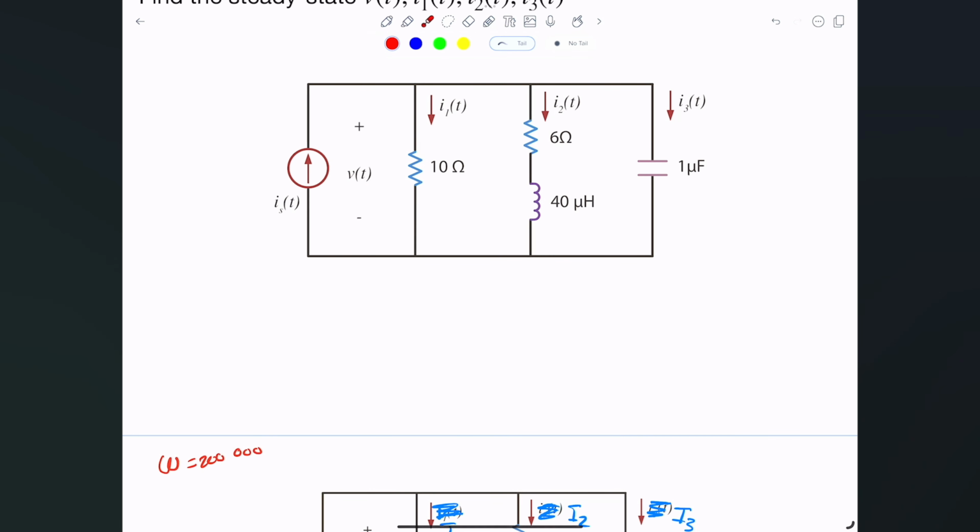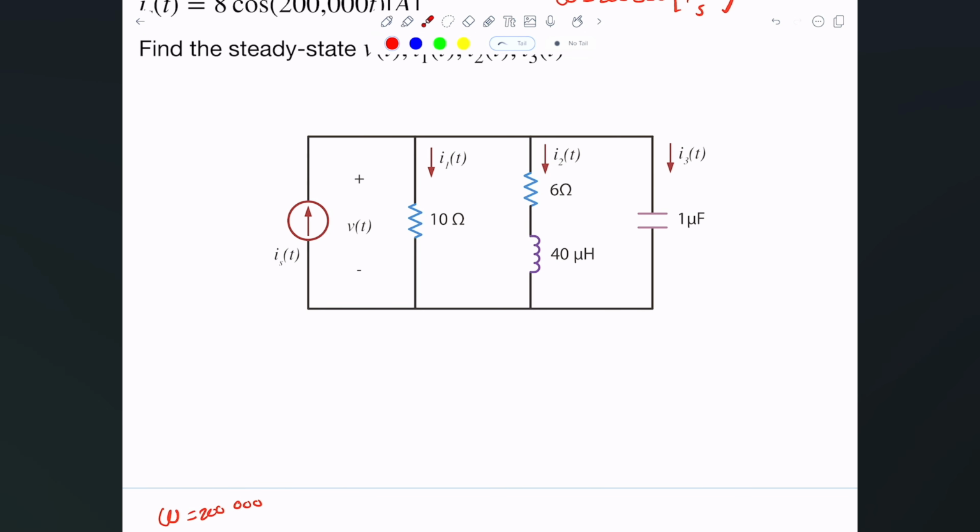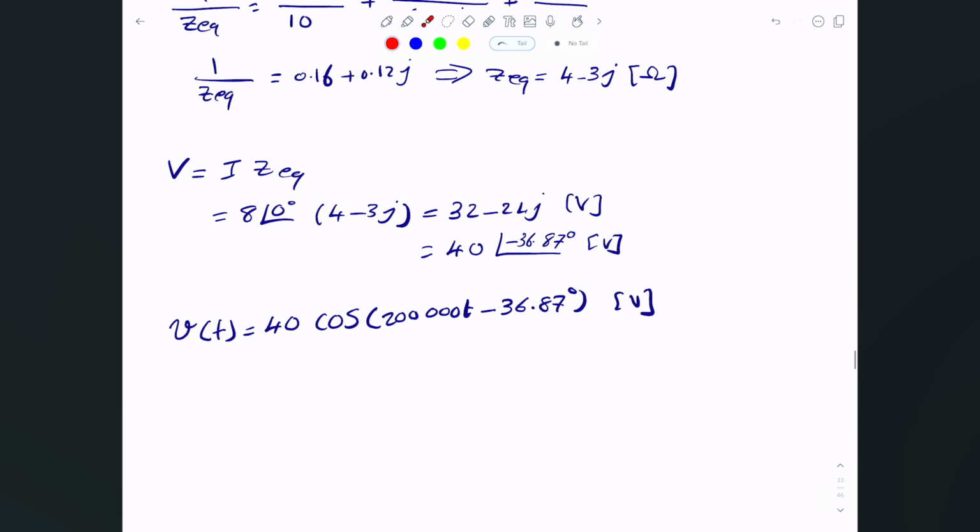So to sum up what we've done: I moved to the phasor domain, figured out the Z equivalent, used the Z equivalent with Ohm's law in the phasor domain to find V in the phasor domain, and then transformed it back, and that's what I got.